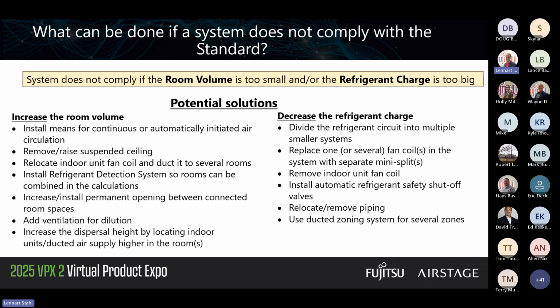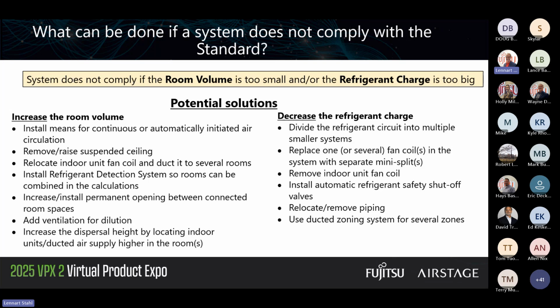You can install an RDS, because if you install an RDS in a ducted system, then you can have several rooms being used as the total floor space. But then that's when you need that RDS. They call it RDS or LDS. It's actually the same thing, just a different name for it in the two standards, which is kind of strange. You can also install that permanent opening between connected room spaces. We saw earlier how that could be done, depending on which standard you're using.